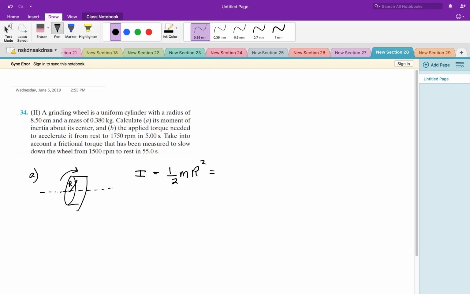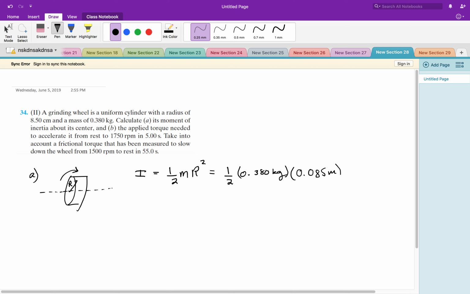We have all the things. We have the mass, we have the radius, so it's just going to be a half. The mass of this thing is 0.380 kilograms. The radius is 8.5 centimeters. We've got to be in meters, so 0.085 meters, squared. And now we just plug it in. So 0.085 squared times 0.380 divided by 2, and we get 1.37, approximately 1.4, let's say.